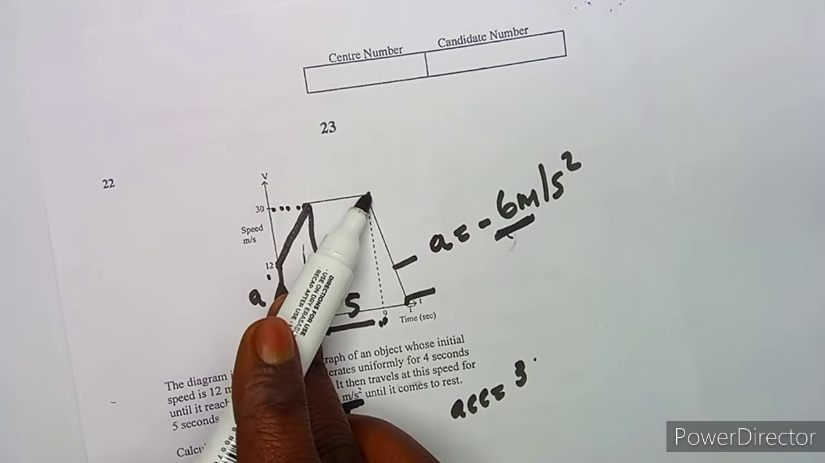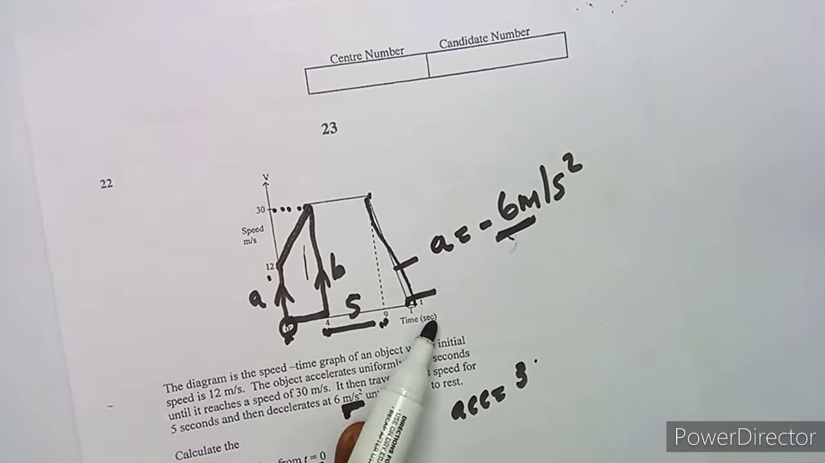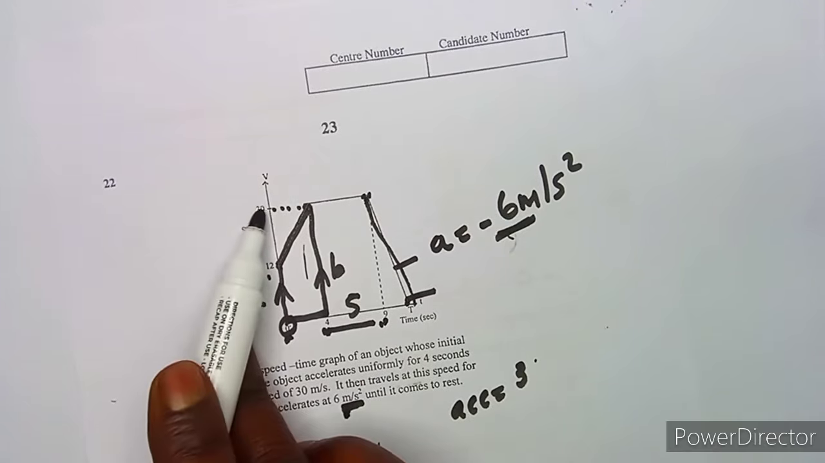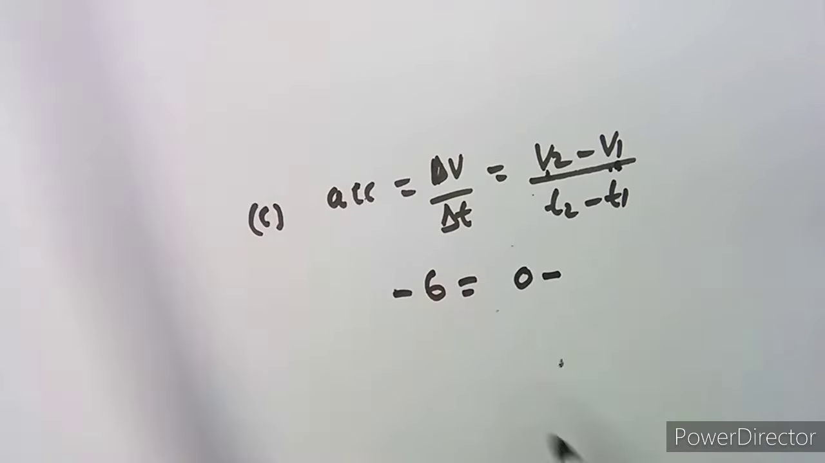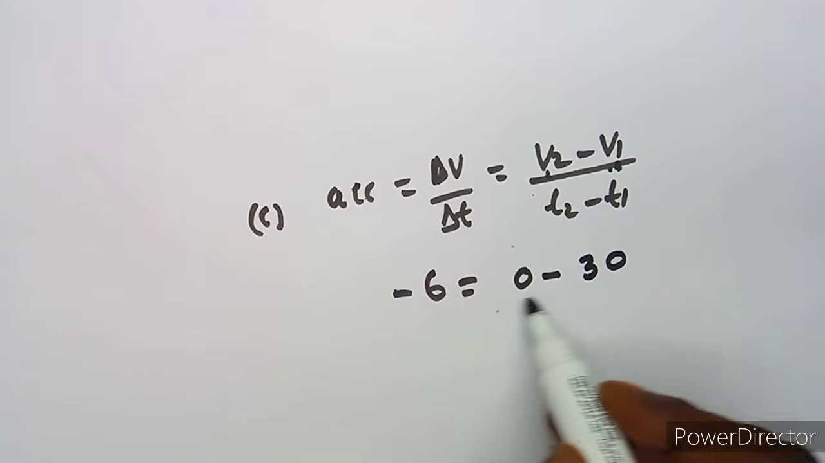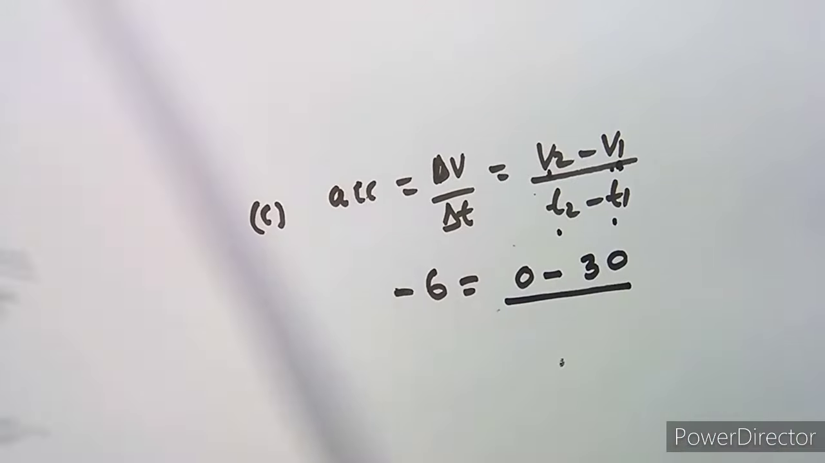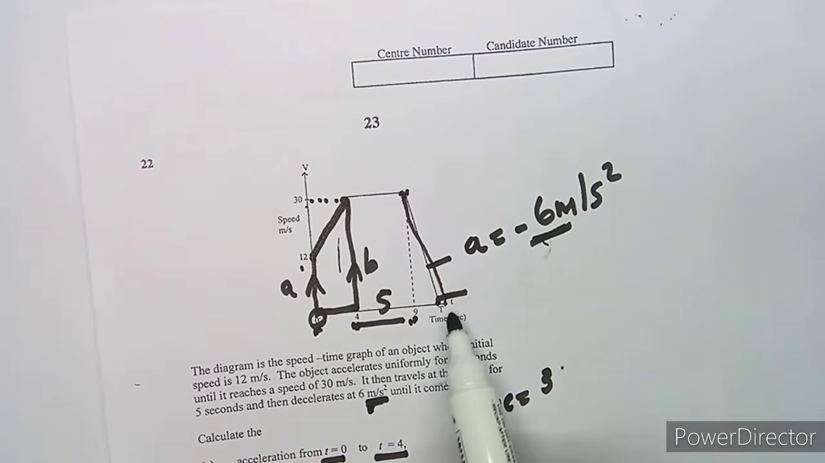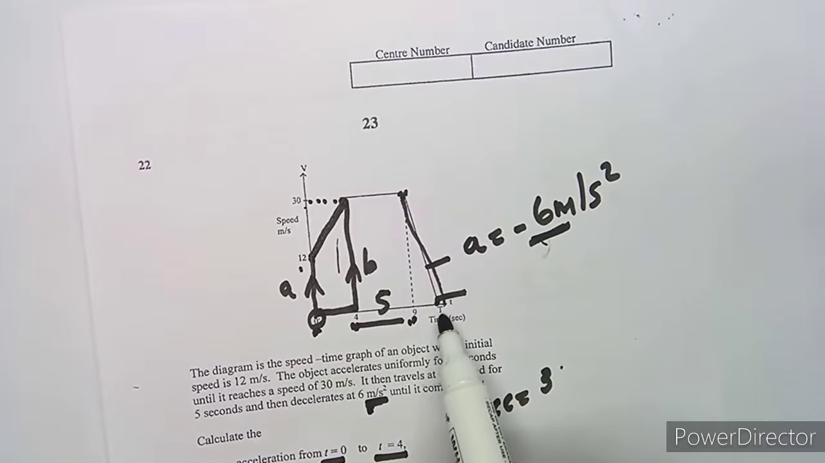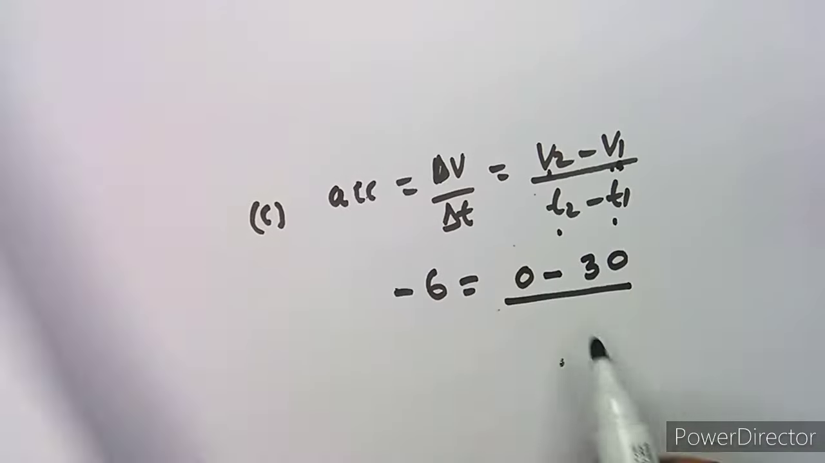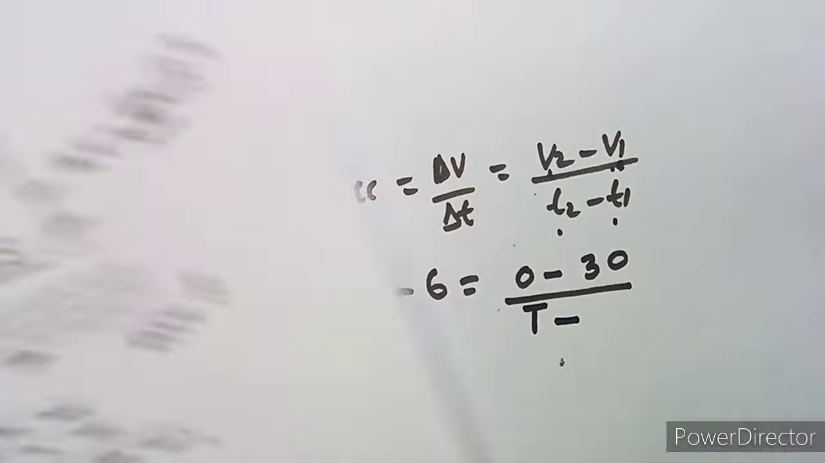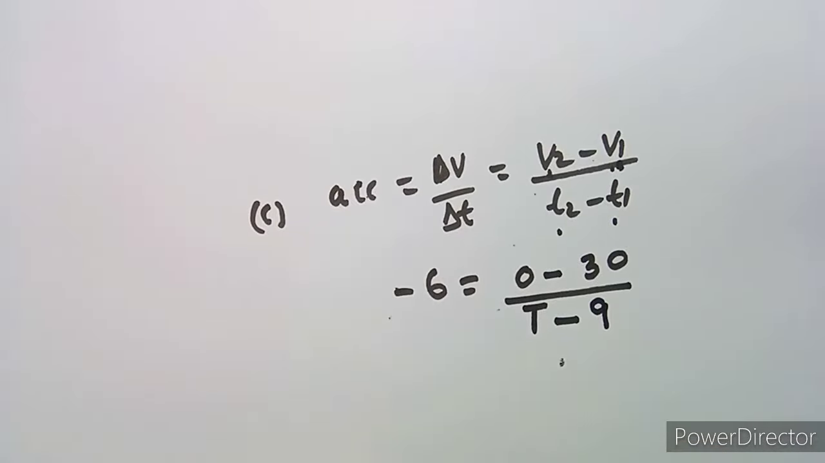It started from this point to decelerate, that is to decrease. So this point corresponds with what? With 30. So it's going to be 0 minus 30 over T2 minus T1, which is the difference now. So your T2 is the final time, which is this T. So it's this T minus T1, which is 9. So by doing this, we have formulated an equation that we can actually use to solve for T, because it's the one that we want to find, this T.